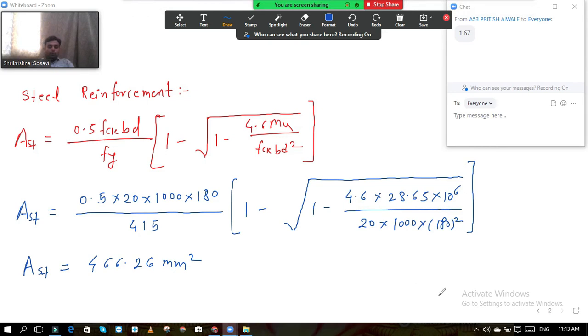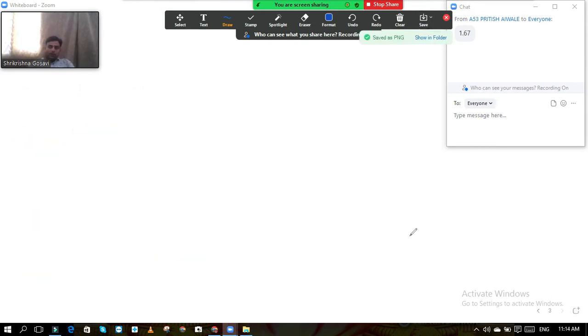Now we will calculate the number of bars. Number of bars is equal to 466.26 divided by the area of a single bar, pi by 4 into 10 square. All this is the main reinforcement. Now this is the main reinforcement of AB. We are talking about AB now. Previously we calculated for BC, and now we are doing it for AB.